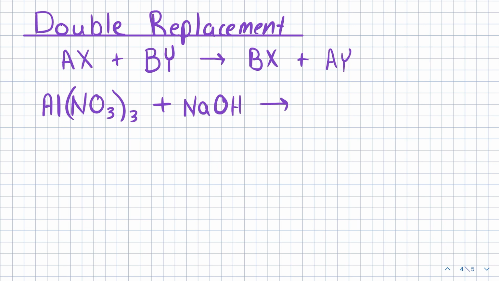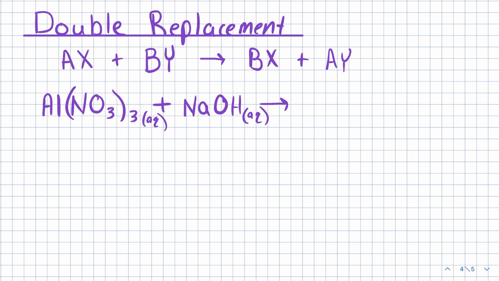And so I need to look at my chart. And I know that by looking at my chart, my nitrates are always going to be aqueous. And hydroxide is always solid unless it's bonded to ammonia or an alkali metal. The alkali metals are the group 1 metals. And so sodium is a group 1 metal. So that means even though hydroxide is usually solid, sodium is the exception. And so in that case, it's going to be aqueous.